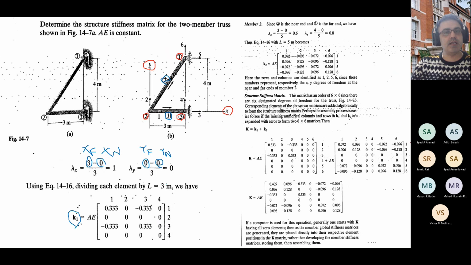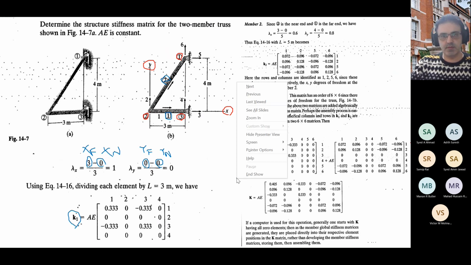For this example, we have 3 nodes. So if we have 3 nodes, each node has 2 degrees of freedom. Altogether, we have 2 multiplied by 3, which means 6 degrees of freedom, right? So the best way is to write those degrees of freedom clearly on your structure.